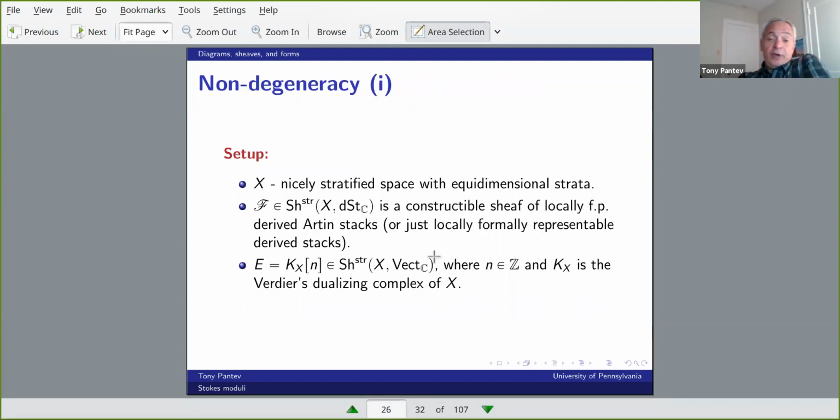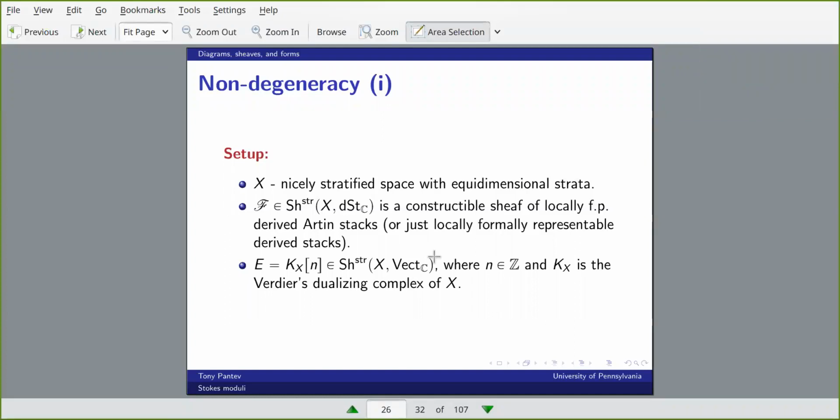So if you have a stratified space with equidimensional strata, so I'm going to assume equidimensional strata so that I don't need to make qualifying statements all the time. And a constructible sheaf of locally finitely presentable derived Artin stacks. And you take your coefficients to be in the dualizing complex shifted by n.